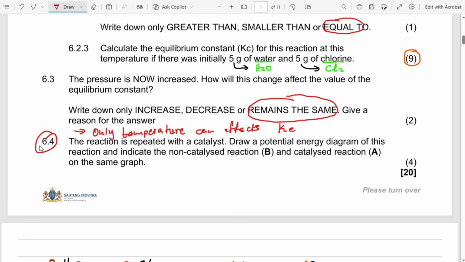6.4, the last question. Wow, I'm so relieved that we're doing the last question. Let's dive into that one without wasting any time. The reaction is repeated with a catalyst. Draw a potential energy diagram for this reaction and indicate the non-catalyst reaction and the catalyzed reaction on the graph.